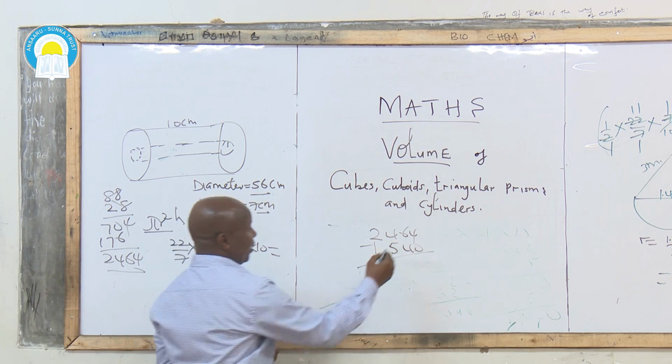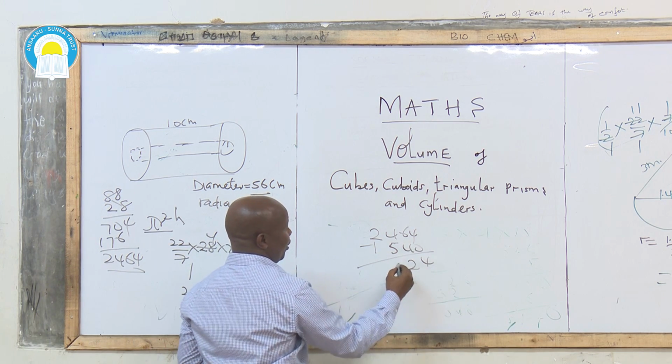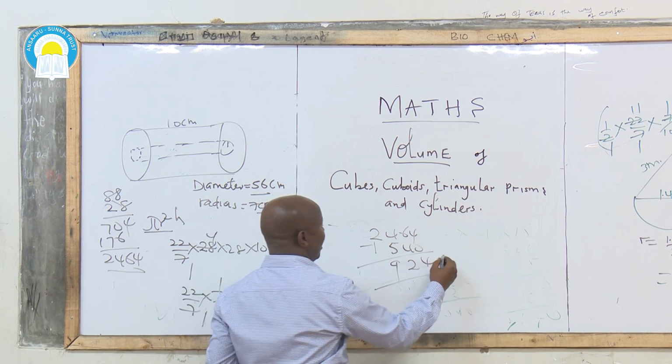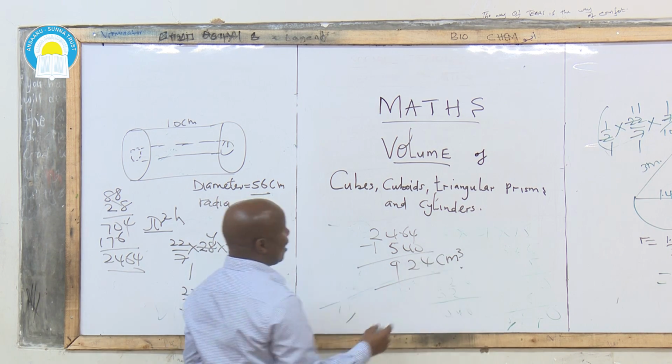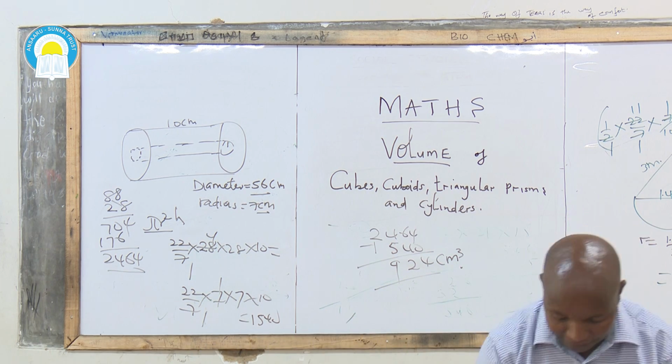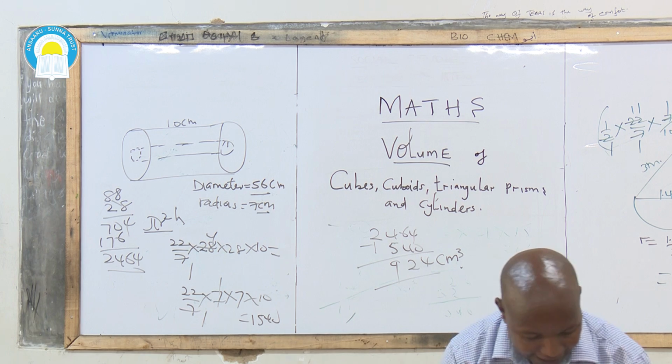Then the remainder is the volume of the timber. That's the remaining: 4, 2, 9. So our answer was 924 cubic centimeters. That's how you get the volume of that figure. You are given the combined shapes, then you get the answer directly.